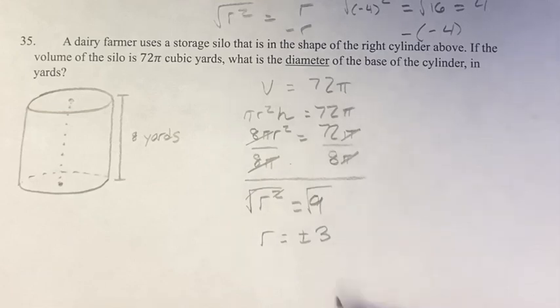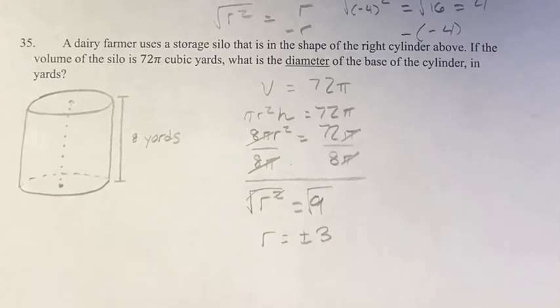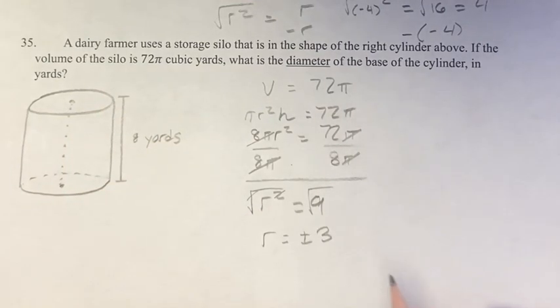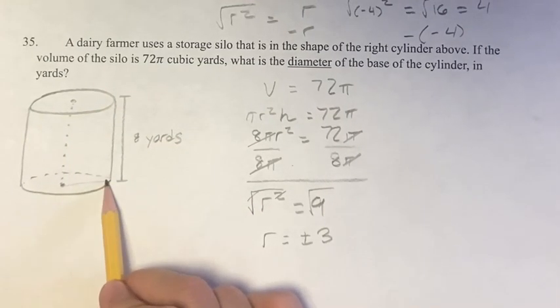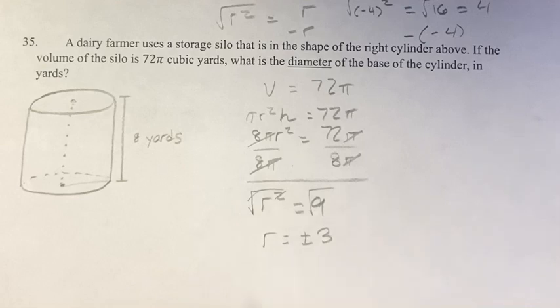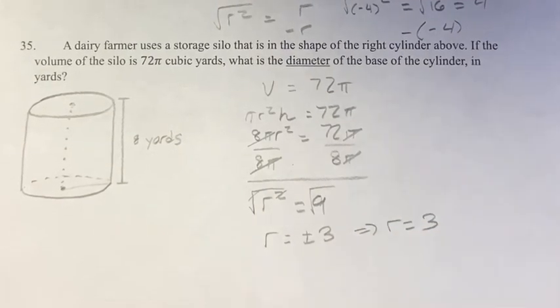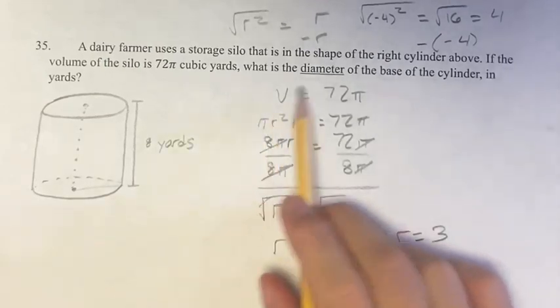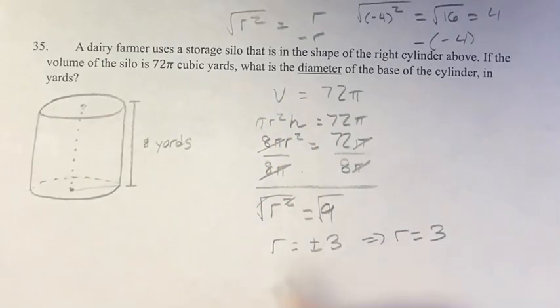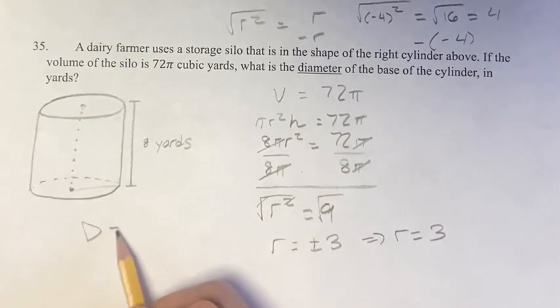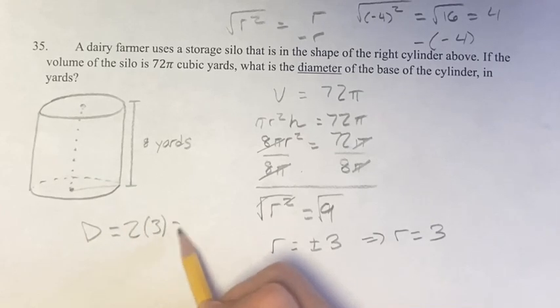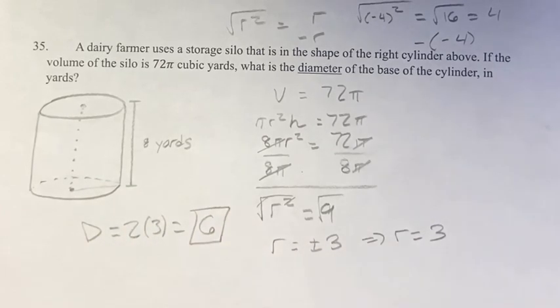But that matters for solving the equation. It doesn't actually matter for the solution because we're dealing with volume, we're dealing with real space. So a radius, a length, can never be negative. It has to be positive. So r equals 3. Is that what they're asking? No, they're asking for the diameter, which is 2 times the radius. So diameter d is going to be 2 times 3, which is 6, which is going to be your final answer.